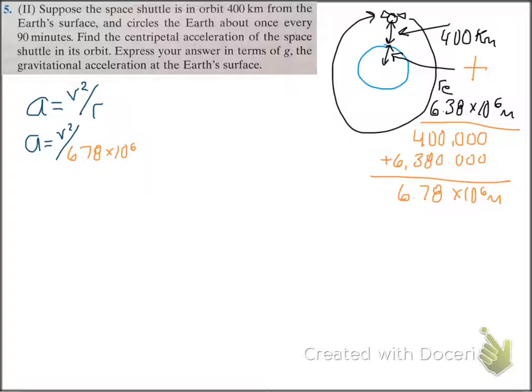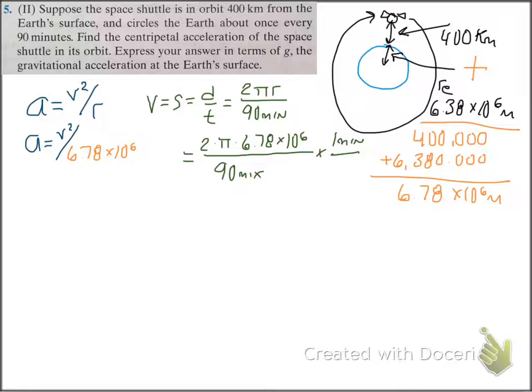So the next thing is, how do we find the velocity? Well, remember that velocity is going to be the same as speed. And what is speed equal to? Speed's equal to distance over time. What's the distance that the satellite travels during the 90 minutes? Well, that distance is the circumference of the circle, which is 2 pi r. So we divide that by the 90 minutes, and we substitute in the value for the radius that we calculated earlier.